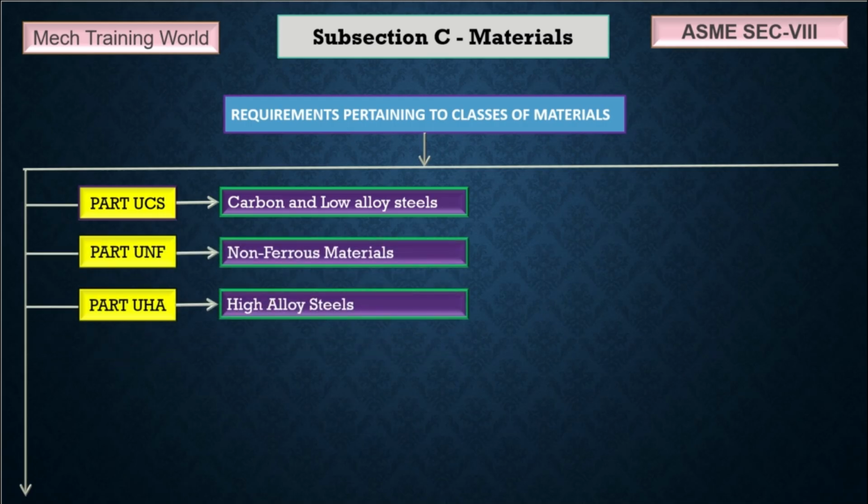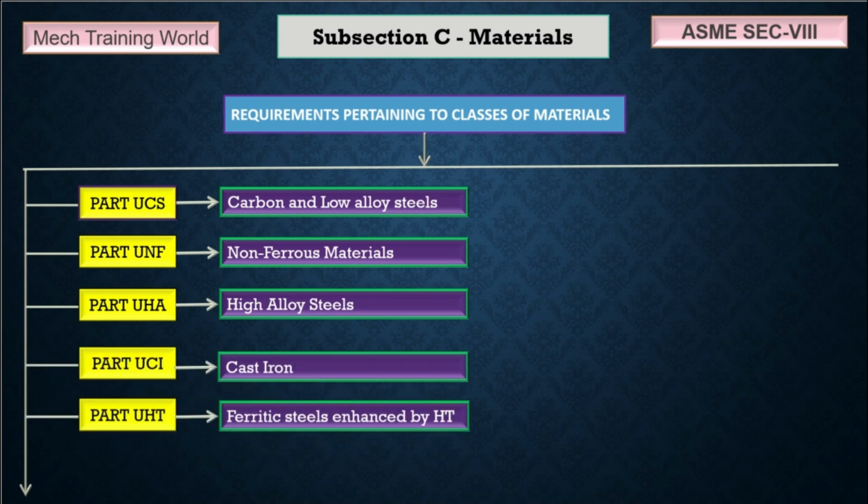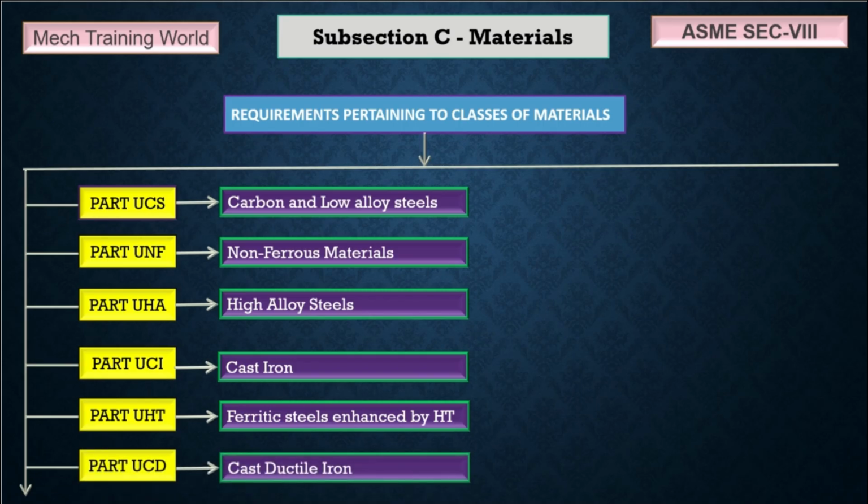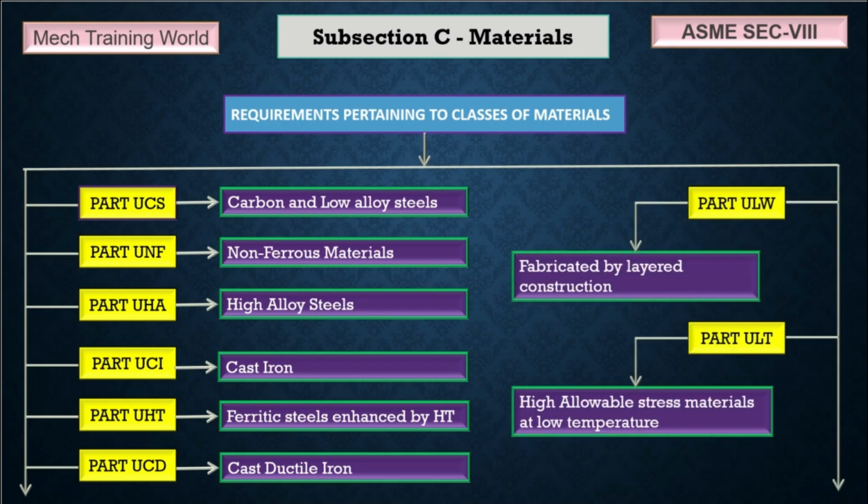And then part UHA is there for high alloy steels, and part UCI, that is all about cast iron materials, and part UHT, which is about ferritic steels enhanced by heat treatment, and part UCD deals with cast ductile iron. And there are two more parts in this subsection C, that is part ULW and ULT, that is fabricated by layered construction and high allowable stress materials at low temperatures. These are the parts you will see in subsection C.